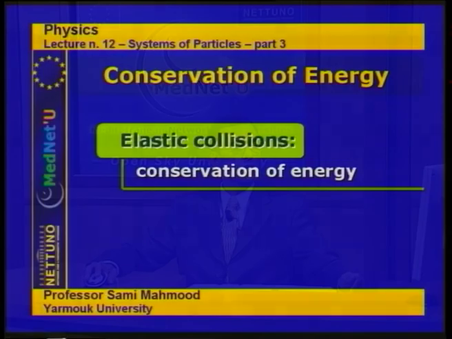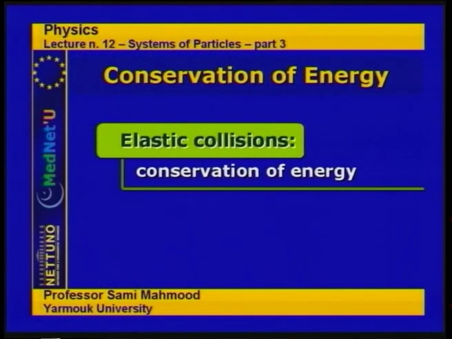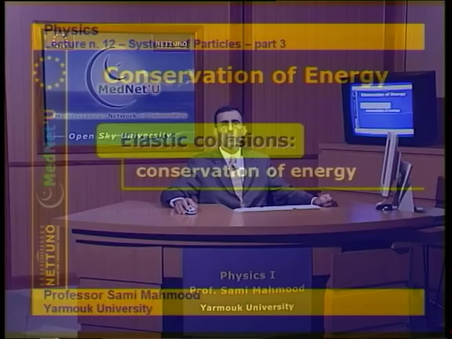We realize experimentally that there are two types of collisions. One of them we call elastic collisions. These are the collisions which conserve energy, meaning if the mechanical energy of the system before collision is equal to the mechanical energy of the system after collision, then we call this collision an elastic collision. So elastic collisions do conserve energy. Conservation of energy is applied to such collisions.